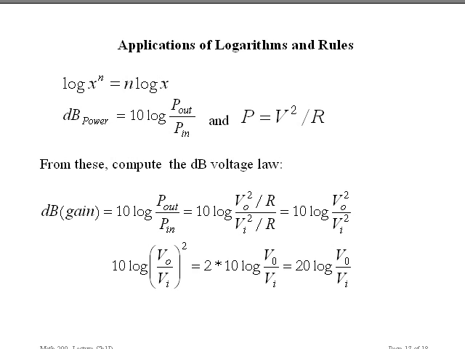So here we have one of the laws of logarithms: the log of any base raised to an exponent, I'll say n, can be written with the n out in front, n times the log of x, and we'll use that. I'm going to start with the dB power law of 10 log P out over P in, P out being the power that comes out of the amplifier, P in being the power in the signal that's going in.